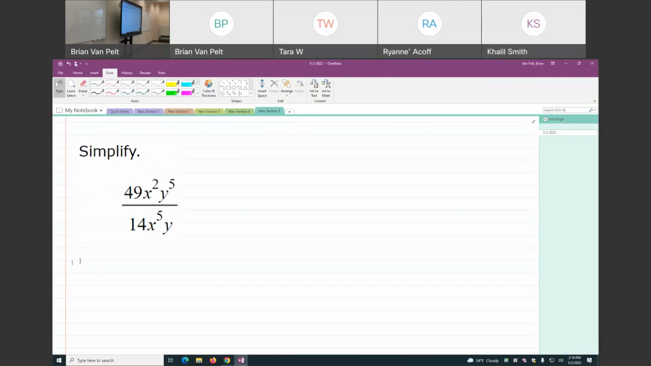You can. Something goes into both of them. What goes into both 49 and 14? That's right, 7 over 2 for that part. Exactly right, right?